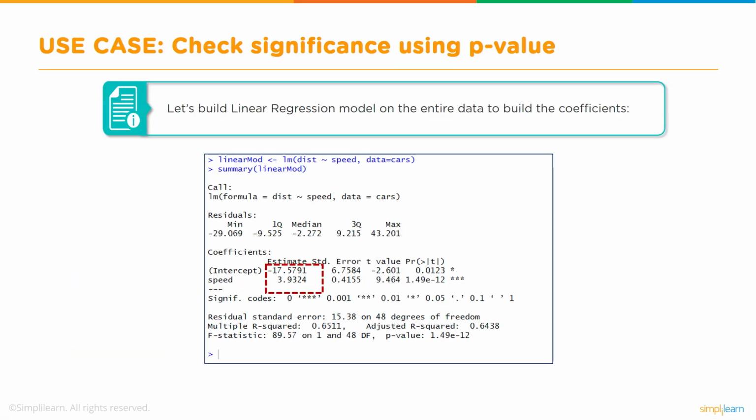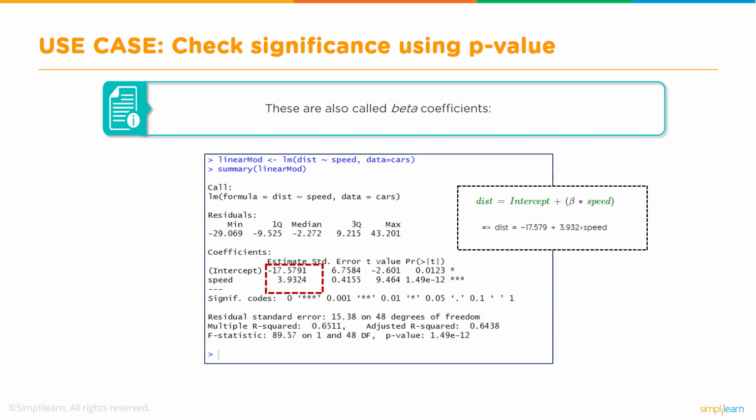And we'll see here where it says the residuals, the first quartile, median, third quartile, max, coefficients. And what we first want to do is look at the estimate and standard deviation on here. And you'll see the intercept is at minus 17.5791 and speed 3.9324. So we can compute the distance equals the intercept plus the beta times the speed, which just means that we can assign a distance equal to minus 17.579 plus the 3.932 times the speed.